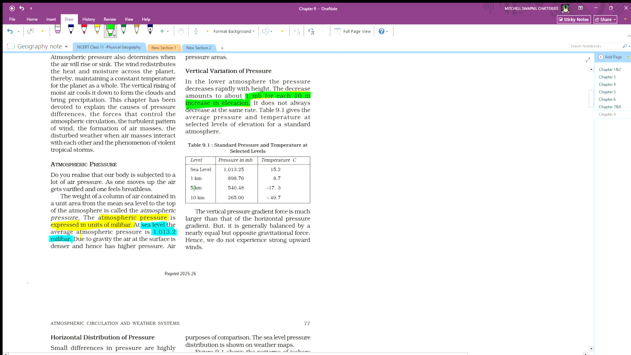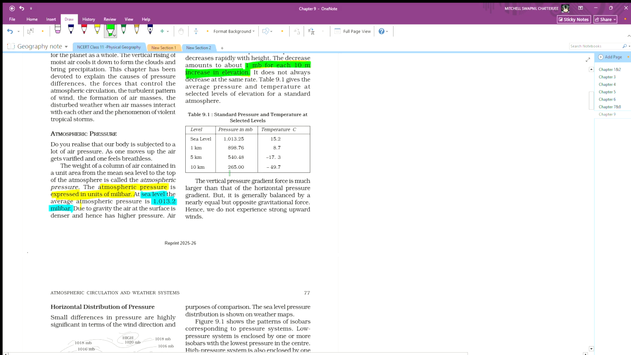Now at 5 kilometers from sea level the pressure is about 540.48 and the temperature is minus 17.3. And again, at 10 kilometers high, the pressure in the atmosphere is 265, and the temperature is almost minus 50 degrees Celsius, 49.7 to be precise.